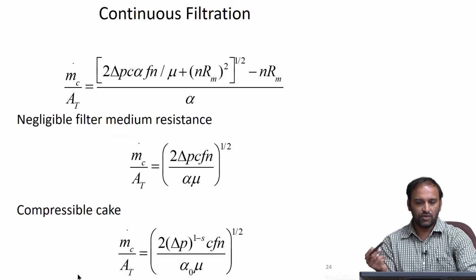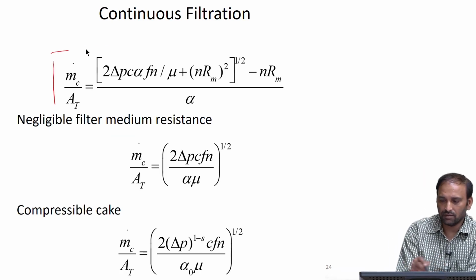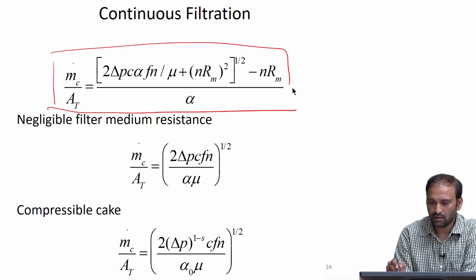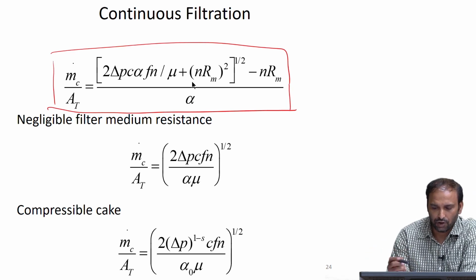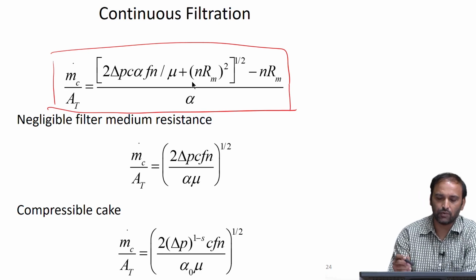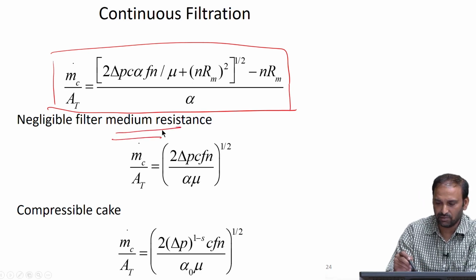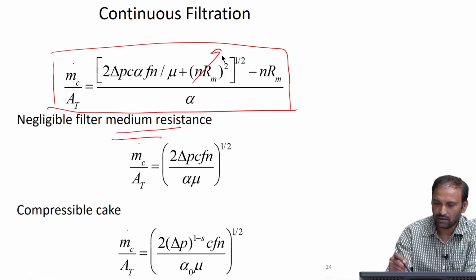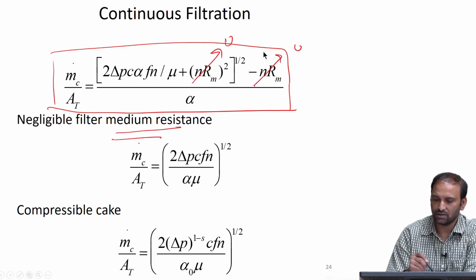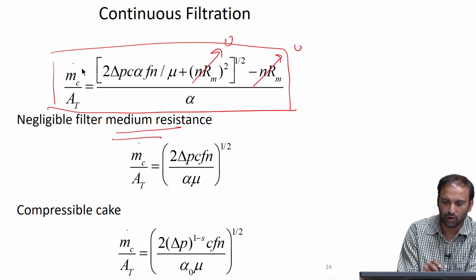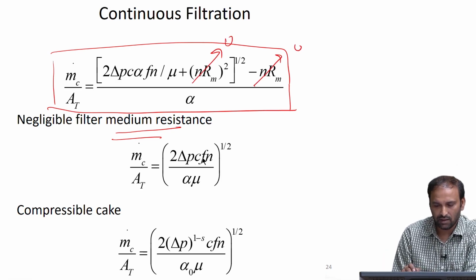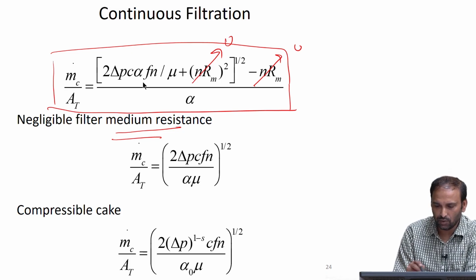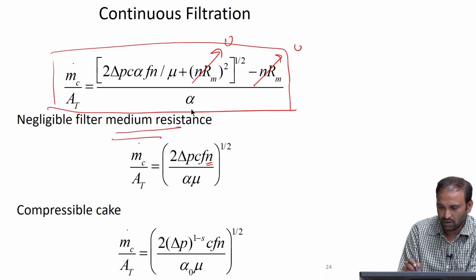So, that is the equation that we have recast. Now, if you assume you are working under cases where the filter medium resistance is negligible, then I can essentially kick this term out, and also this term out. So the only thing remaining is m dot divided by A t is equal to 2 times delta p times c into f times n divided by mu, alpha.